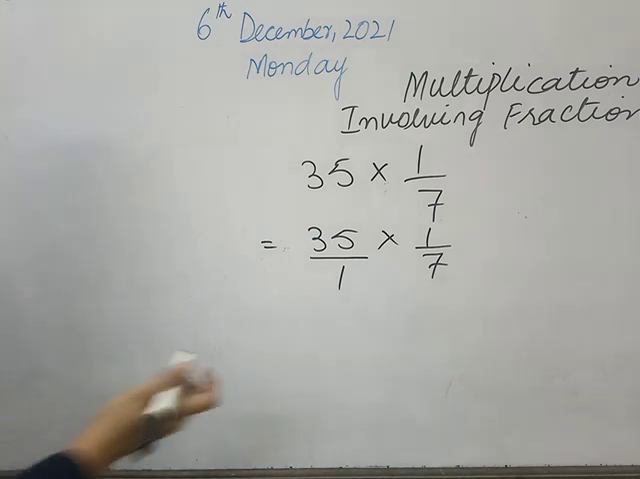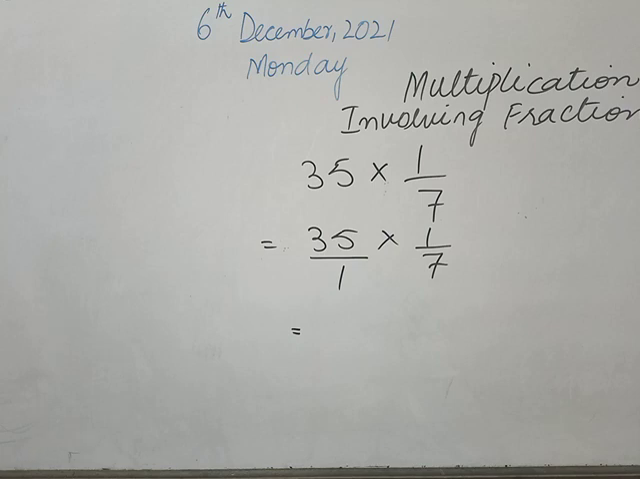Now, as you look here, we have two fractions. The first one is 35 by 1 and the other one is 1 by 7. Now, what would we do? When we have two fractions, how will we multiply them? Who will tell me? Yes, Azan, you tell me. Very good. We will simply multiply numerator with numerator and denominator with denominator. Now I am going to solve it and you have to listen very carefully.